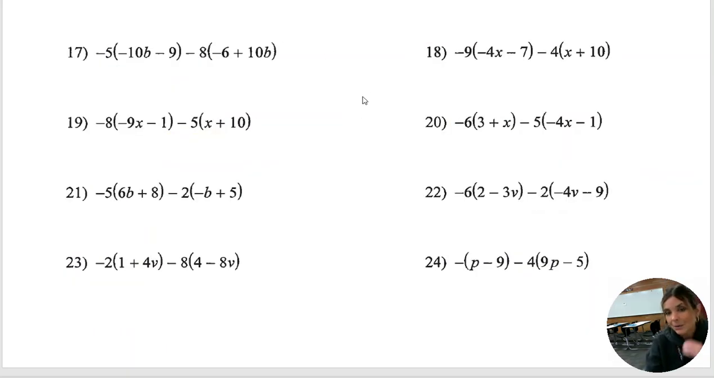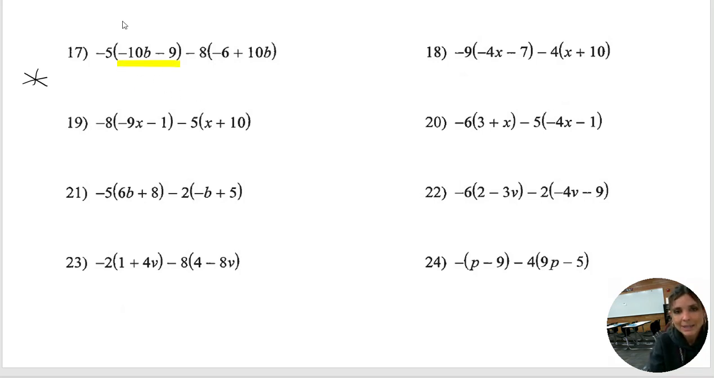Okay, so here we go. We're going to do some of the hardest ones, which require you to distribute twice and then combine like terms. Okay, so I'm going to go ahead and start with number 17, but let's pay careful attention to our detail here before we even get started.